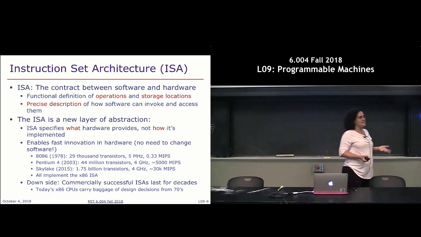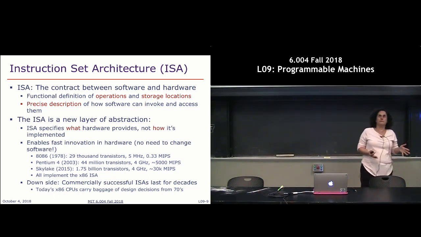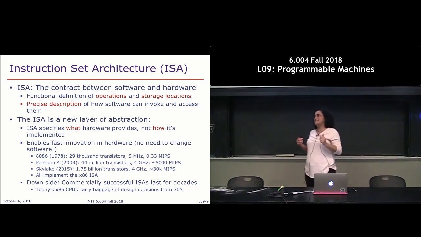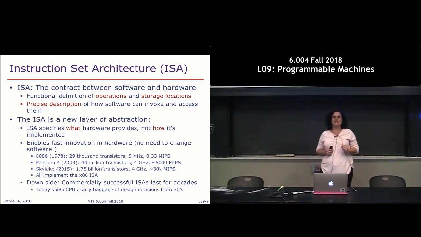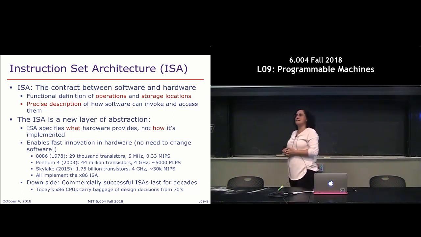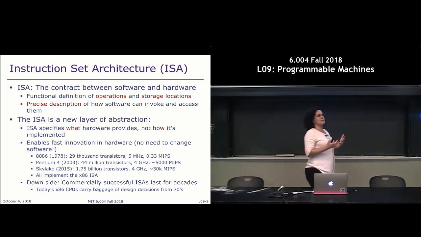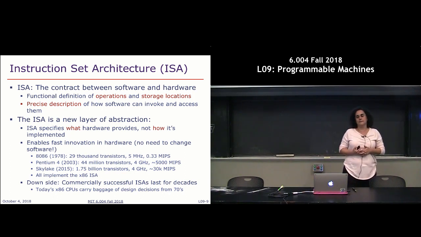The downside of this is that instruction set architectures live for a really long time. And so sometimes when we make dumb decisions in our instruction set architecture, we also have to live with those for a long time. In fact, with the x86, there are a number of decisions that were made that today are still held as baggage because the instruction set architecture lives for so long.